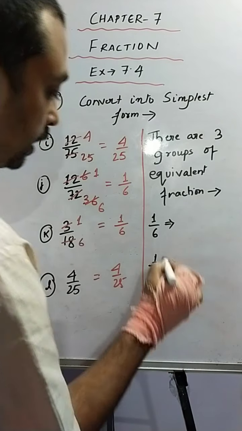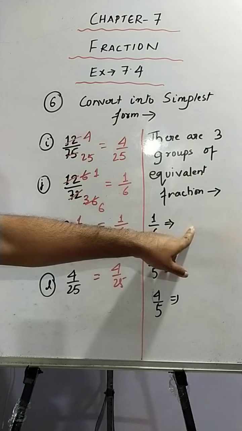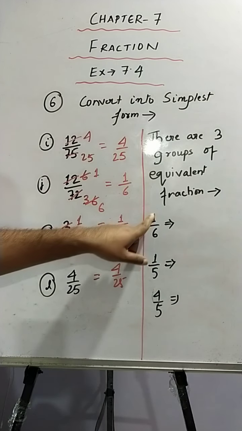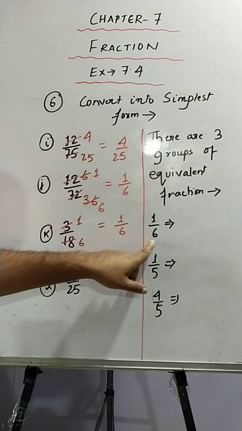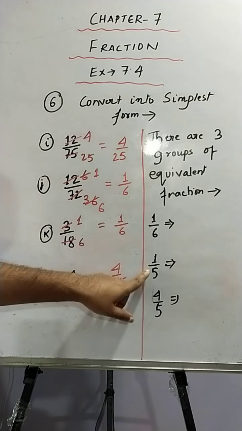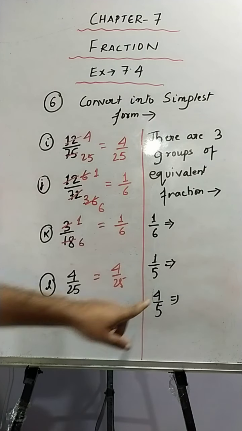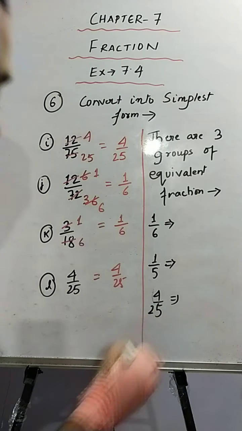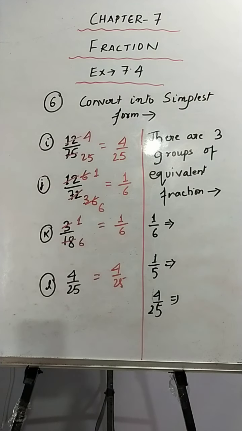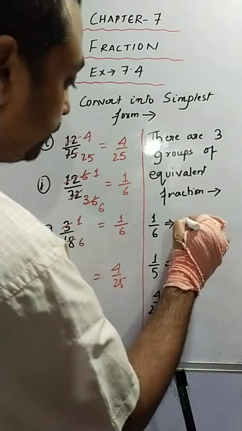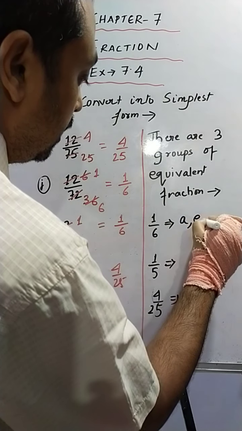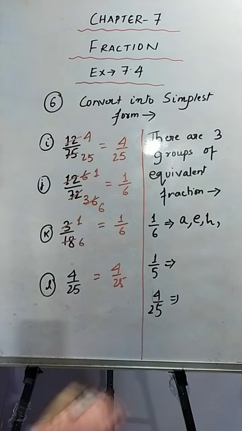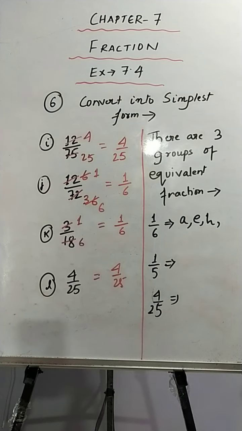So now we have to write which are the numbers, in which of the numbers we got 1 by 6, in which of the numbers we got 1 by 5, and in which of the numbers we got 4 by 25. Okay, so 1 by 6 we got for A, E, H, and there were two more, J and K.